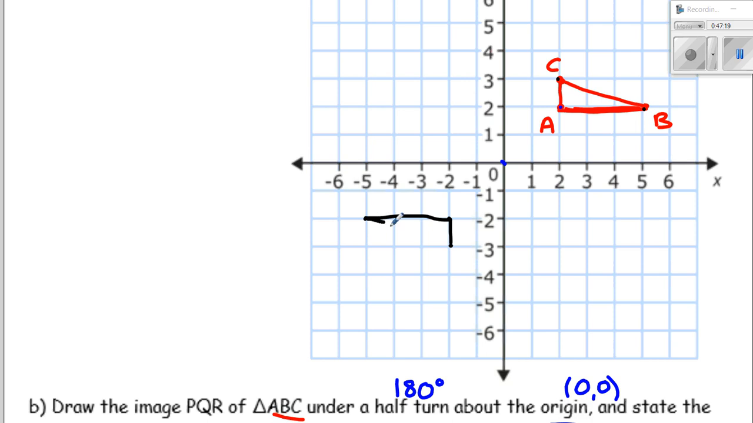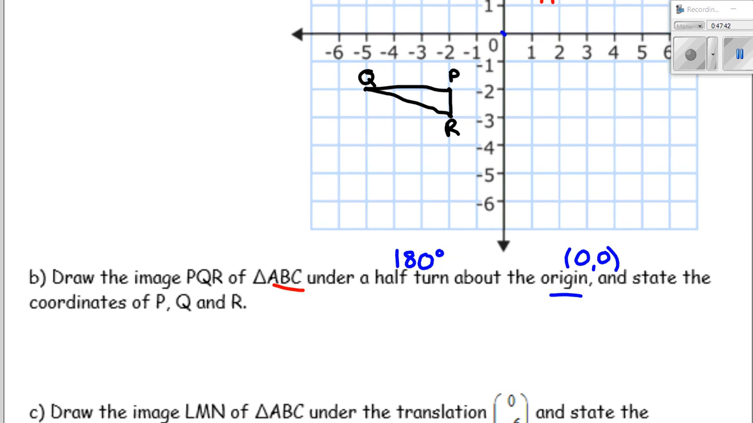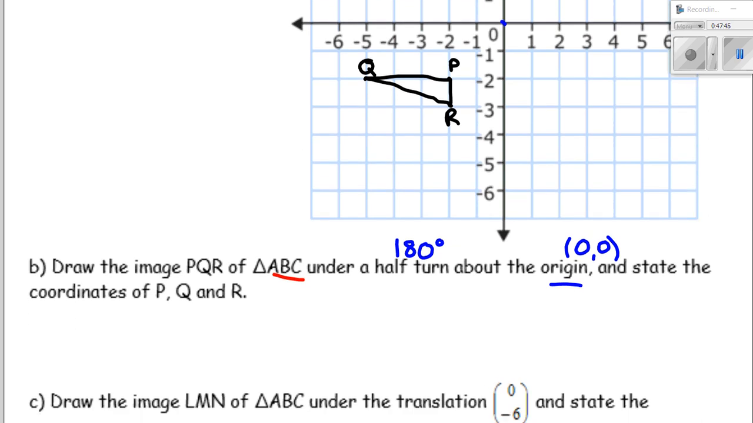I'm going to label it just so you realize which point corresponds with which. Because you're asked to state the coordinates of P, Q, and R. So A corresponds with P, because it's P, Q, R, A, B, C. B corresponds with Q, and C corresponds with R. And don't forget you're asked to state what those coordinates are. So let's say P, what's its coordinates? Coordinates for P is -2, -2. Q, what's its coordinates? It's -5, -2.